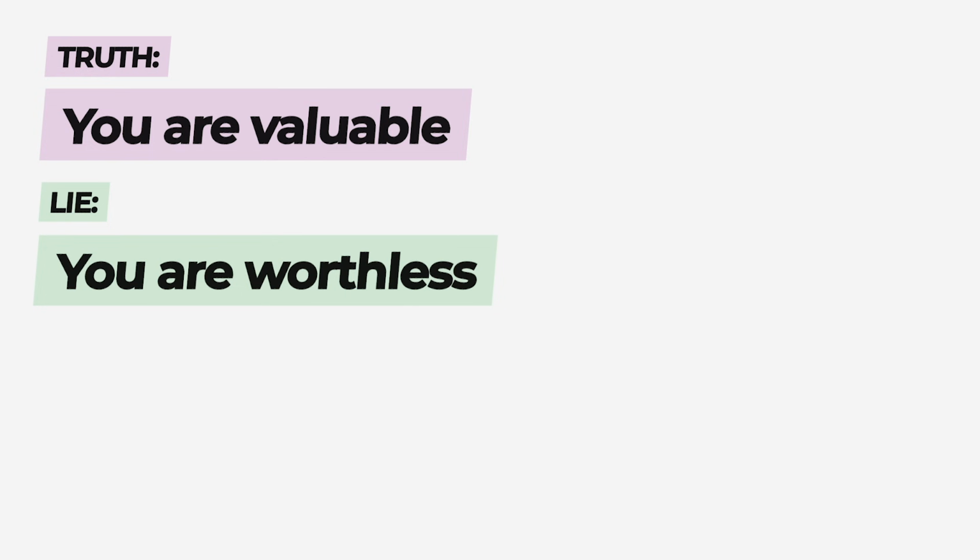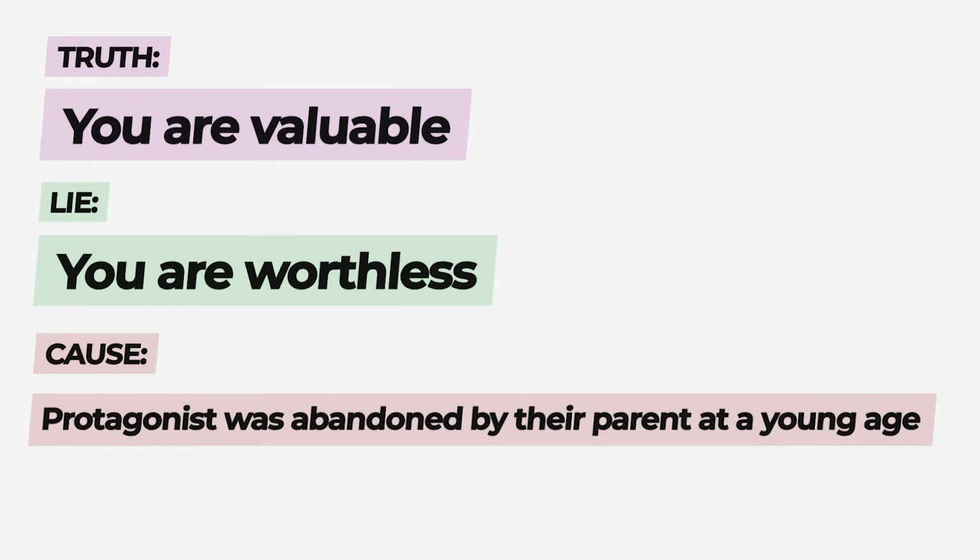So let's go back to that example. We have the truth, we have the lie, and now we just have to figure out what caused our protagonist to believe this lie. How about protagonist was abandoned by their parent at a young age? Guaranteed to make a person feel pretty worthless.